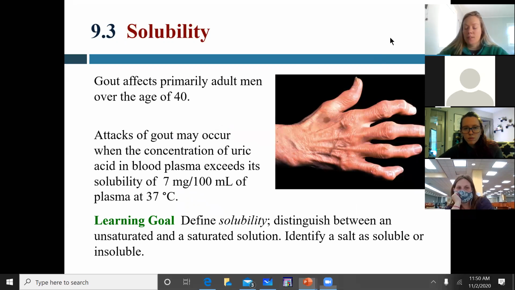So looking at solubility, this is a picture of somebody who has gout. So they have too much, specifically uric acid in their solution. What ends up happening is the uric acid will start to precipitate out into a solid in the joints. So anytime you have a concentration of this uric acid that surpasses, like 7 milligrams per 100 milliliters, you're going to start to get a precipitate.